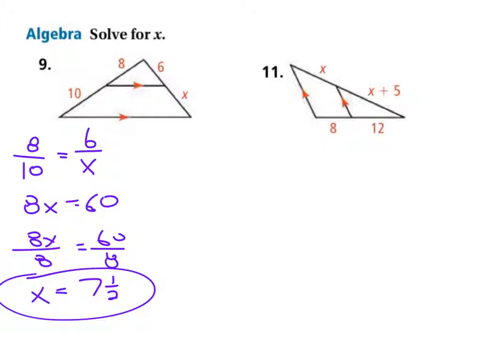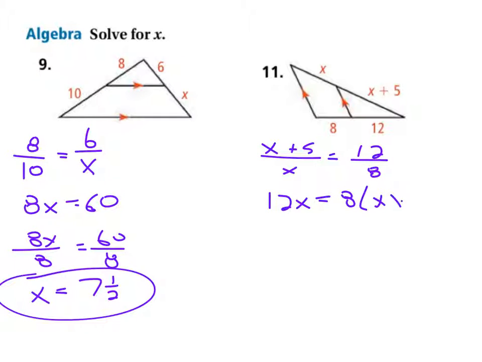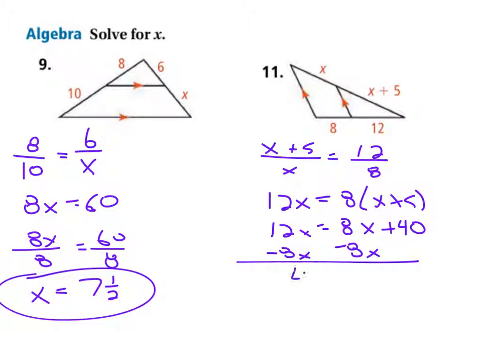That's it. Okay. Again, with the side splitter theorem here, we've got x plus 5 is to x as 12 is to 8. So we can say this, multiply the diagonals, we get 12x equals 8 times x plus 5, or 12x equals 8x plus 40, which when you subtract the 8x, you find that 4x equals 40.